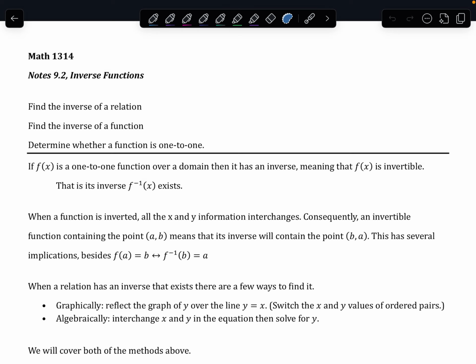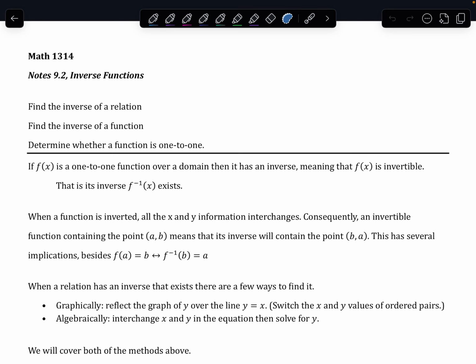So for this section, this is your inverse function. What it means is, if a function's one-to-one, then it is invertible. What an inverse is, is the function mirrored or reflected across the line y equals x.